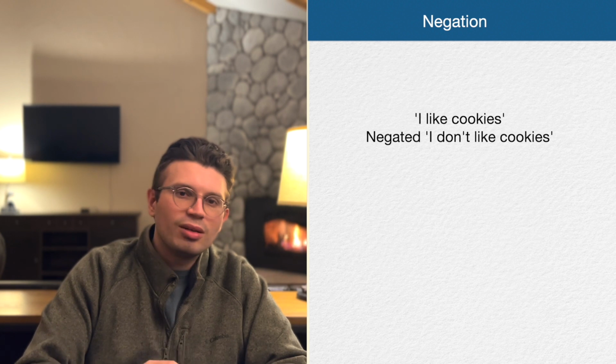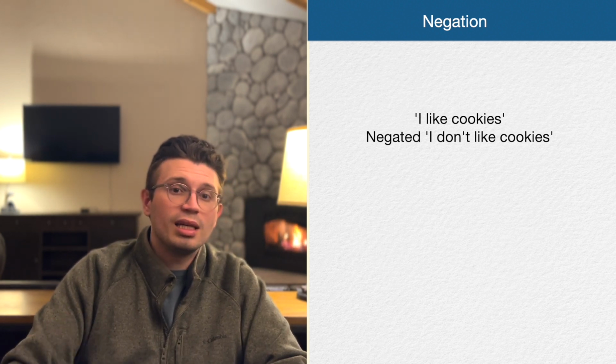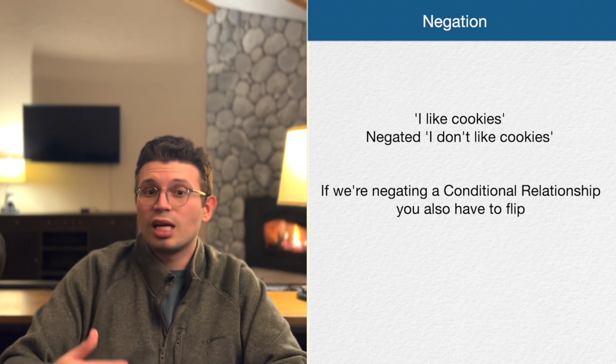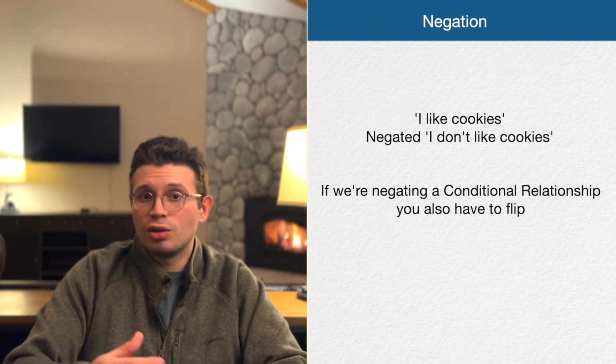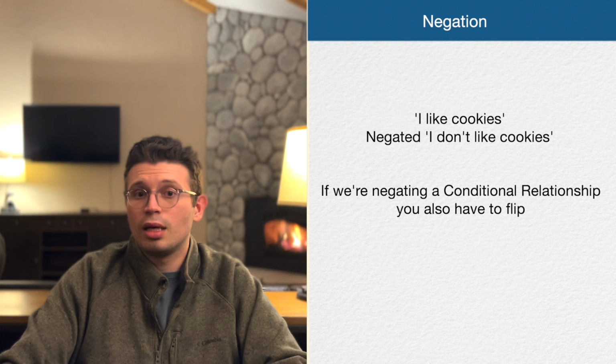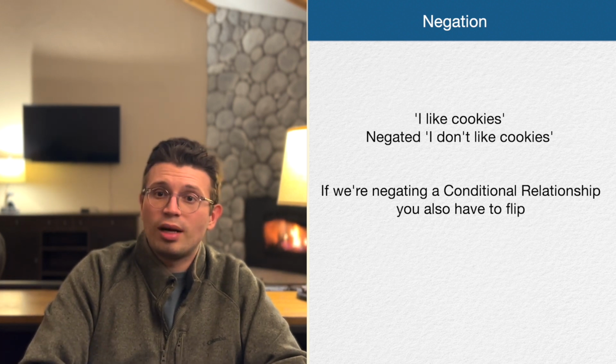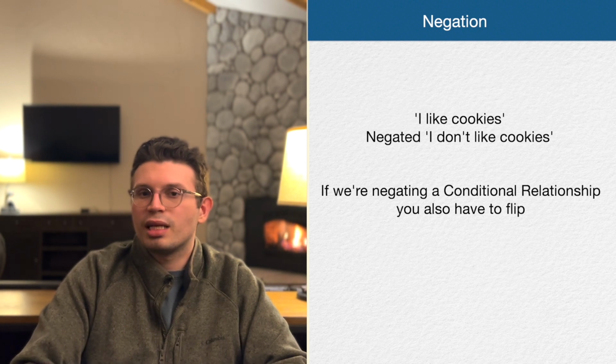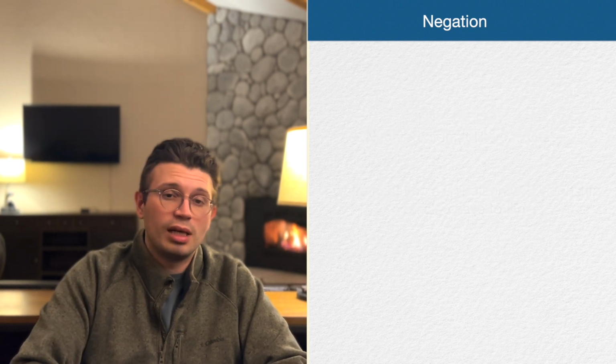Besides that, we had some rules on what could be negated. Like if we're negating a conditional relationship, you also have to flip. And we were able to kind of intuitively figure out why you have to do that using some examples, okay? Negating existential quantifiers is probably a little less intuitive, but we still have rules for it. So let's break it down and I'll try and make it as easy as possible for you guys.